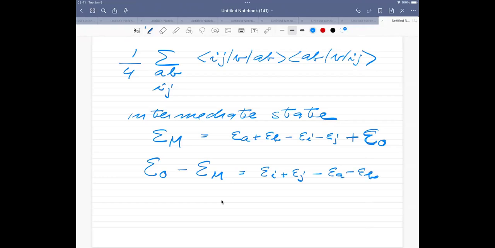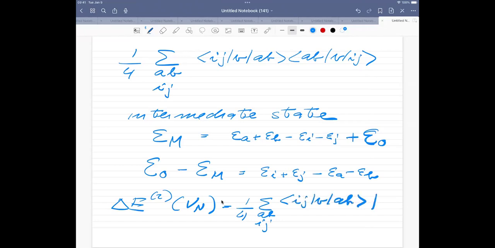And that means that the final contribution, this delta E2 here, from the V_N term, from the two-body term normalized with respect to the vacuum, is simply equal to 1 over 4, and then I have a sum over a, b, i, j, and then I have my <ij|V|ab>, and I can write this like the one which we have here, divided by epsilon i plus epsilon j minus epsilon a minus epsilon b.